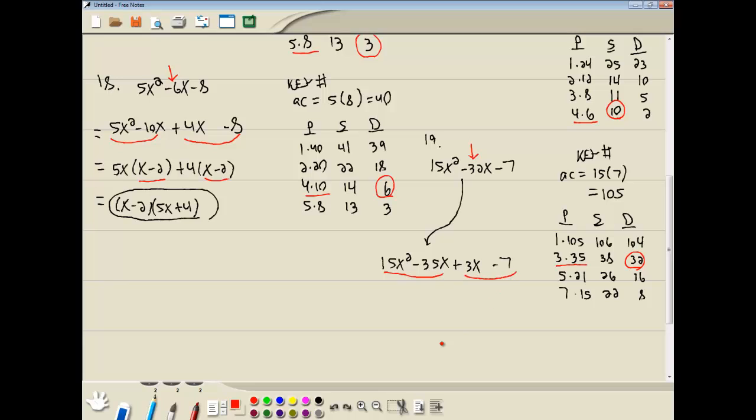Then we factor by grouping. The first group has a 5 and an x in common, and that gives us 3x minus 7. The last group has nothing in common, but you always want to bring something out, so you can always bring out a positive one if nothing else. And that leaves us 3x minus 7. Our goal was to get this parentheses the same as this, so I factor out a 3x minus 7, and that leaves us 5x plus 1. And that's our answer.